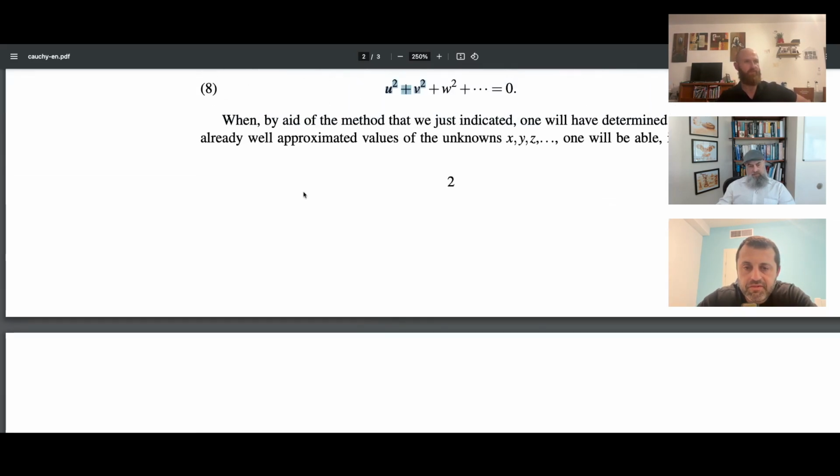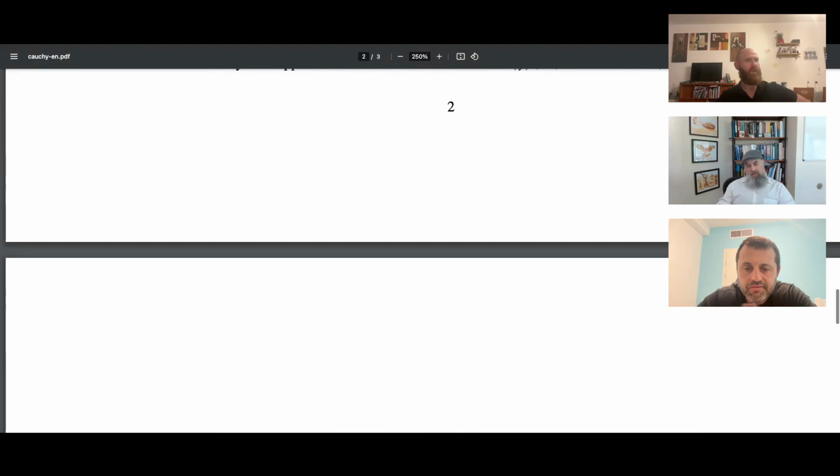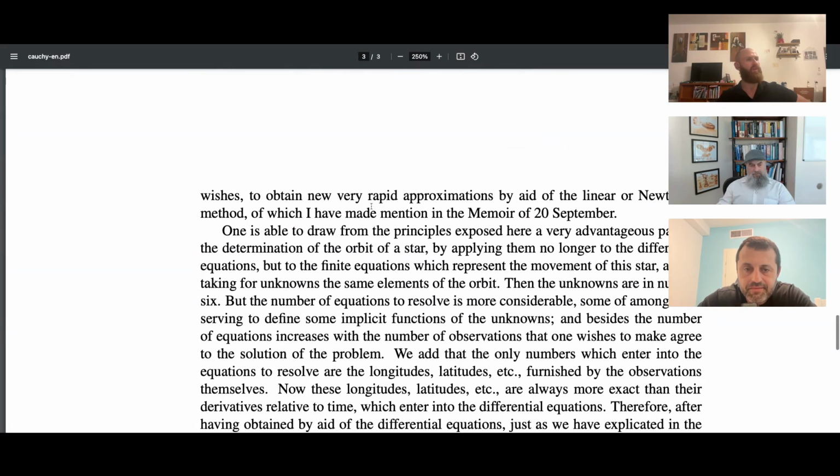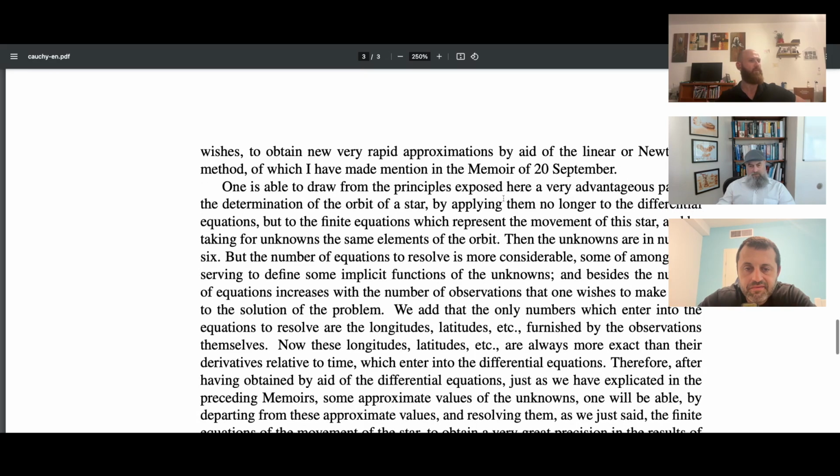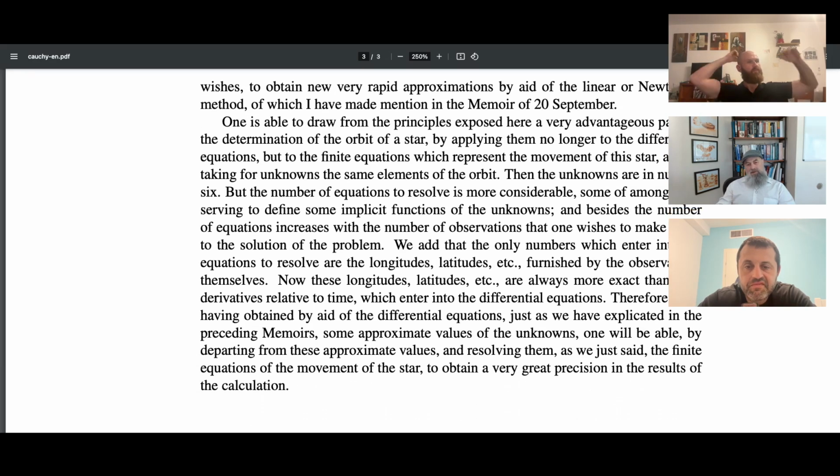And here he says, now, if one wishes to obtain new very rapid approximations by the aid of the linear or Newtonian method, of which I've made mention in the memoir of the 20th of September. Yep. Now, the linear method, I think he's referring to least squares. And the Newtonian method is referring to Newton's method, the Newton-Raphson method. By the way, Newton's method was already in existence from 1669, reformulated by Raphson in 1680, I think.